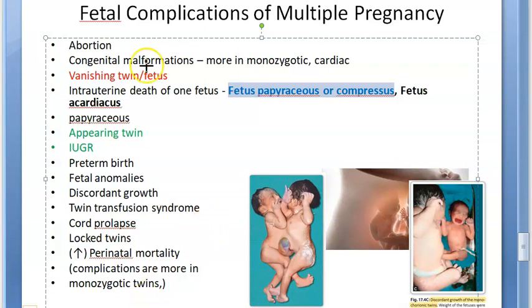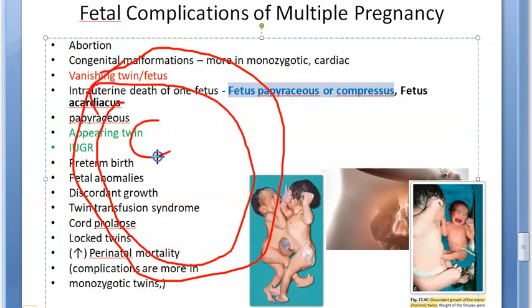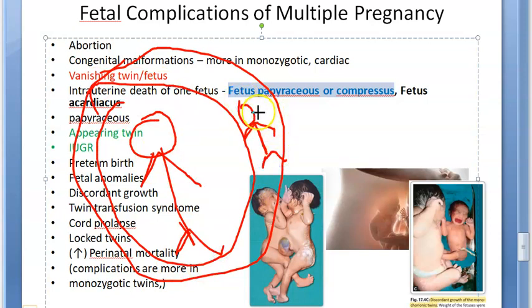So let us say, this is the uterine wall. This is the membrane of the living fetus. So here's a dead fetus. The dead fetus is flattened, mummified and compressed between the membranes of the living fetus and the uterine wall. In ultrasonography, in sonography, they can discover this.